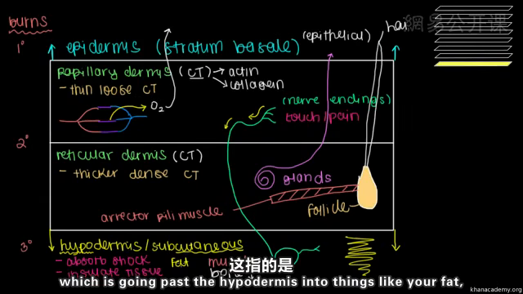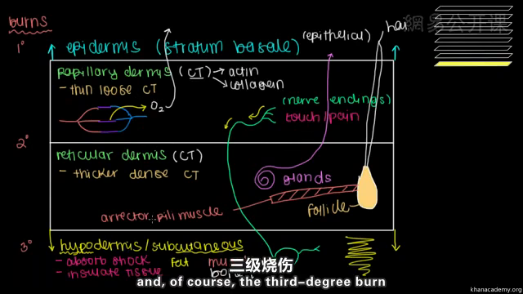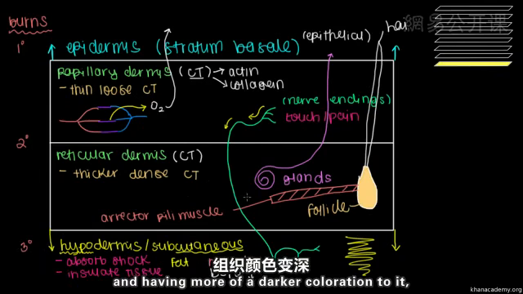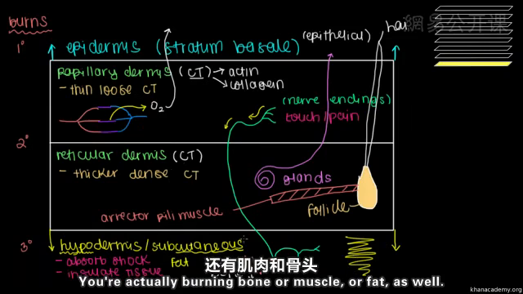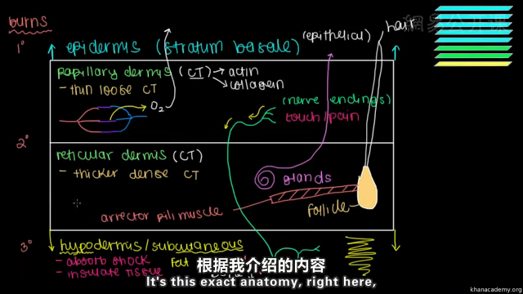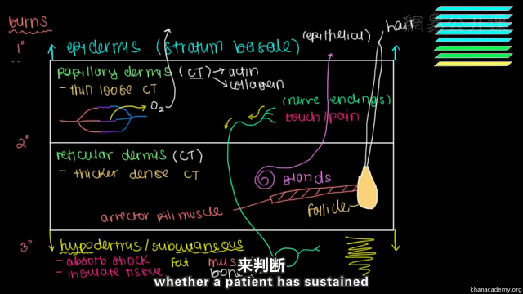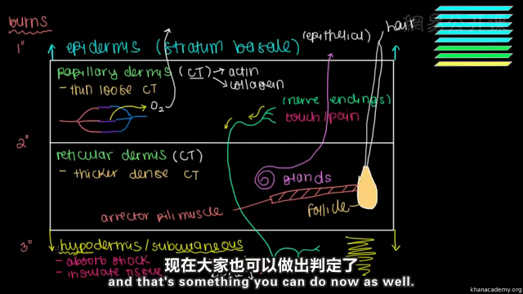And then finally, there's a third degree burn, which is going past the hypodermis into things like your fat, the muscle that's below, the bone that's below as well. And of course, the third degree burn is characterized by not having any pain and having more of a darker coloration to it, because now you're burning more than just connective tissue. You're actually burning bone or muscle or fat as well. And it's this exact anatomy that we've talked about that allowed doctors to distinguish between whether a patient has sustained a first, second, or third degree burn. And that's something you can do now as well.